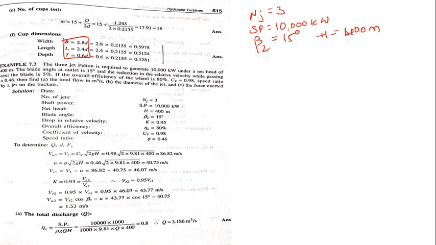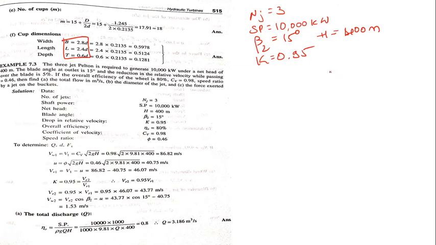So the blade angle at outlet is 15 degree, and the reduction in the relative velocity while passing over the blade is 5%. So this is K. K is 5% is reduction. So the available is what then? 0.95. So 0.95 still available. So 100 minus 5%, that is 95%. 95 if you express it, you will get 0.95.